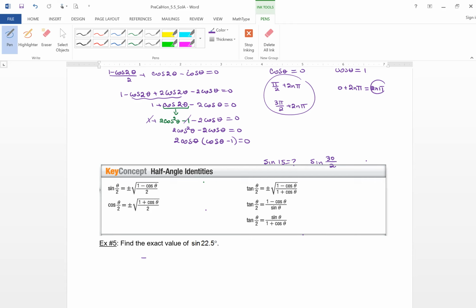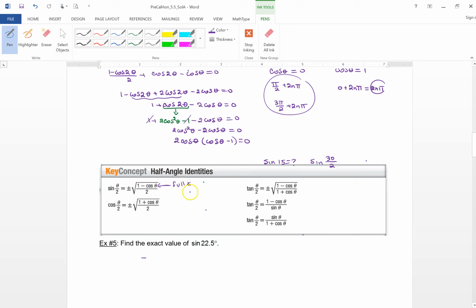So similarly, half of 45, 22.5, half of 135, half of 210. All of the special angles can now also be related to the half angles using this formula. In these identities, the theta is the full angle.